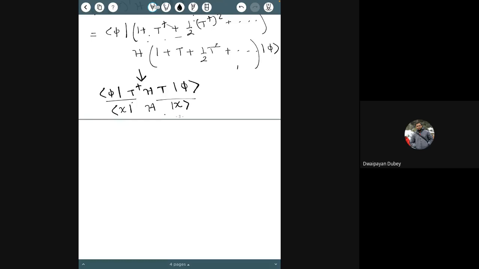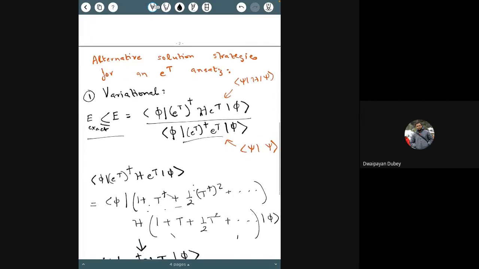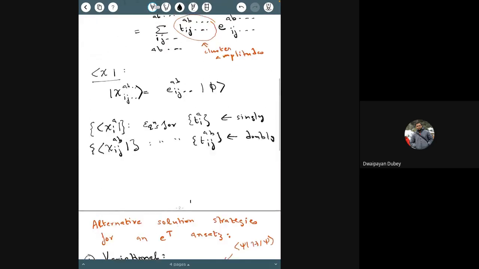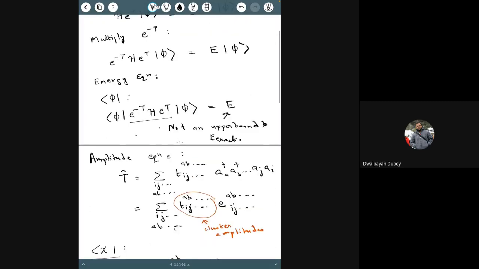Okay, a related thing which is important to note is that the coupled cluster energy expression, in the coupled cluster energy expression, you have e to the power minus T, H, e to the power T. And this operator is not a Hermitian operator. Okay?